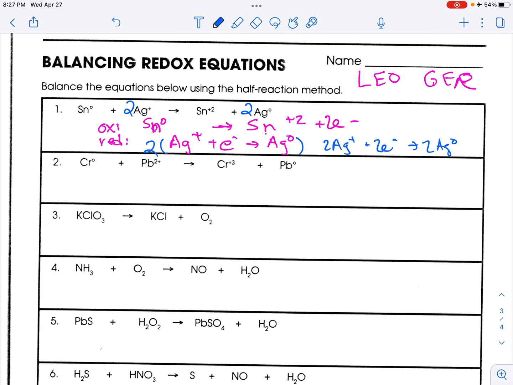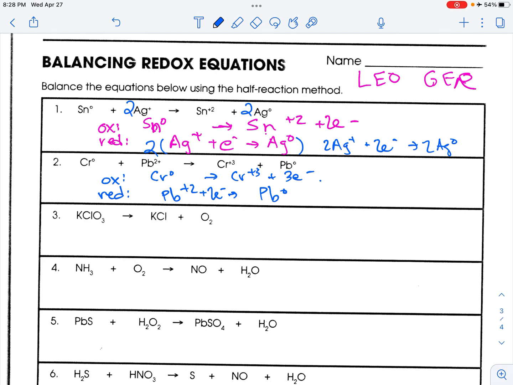Next one. Again, our oxidation numbers have been provided. So who lost electrons? When you lose electrons, you become more positive. That's chromium. So I'm good on mass, 1 chromium on each side. So now I need to figure out, okay, if this whole side is 0, this has to be 0 as well. Then my lead plus 2, lead 0, which means I'm gaining electrons here, 2 electrons.